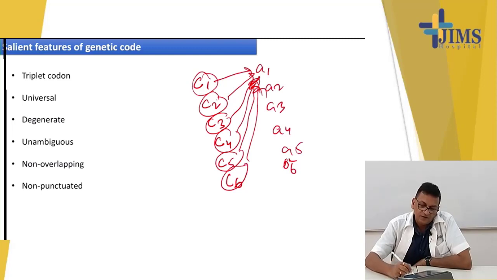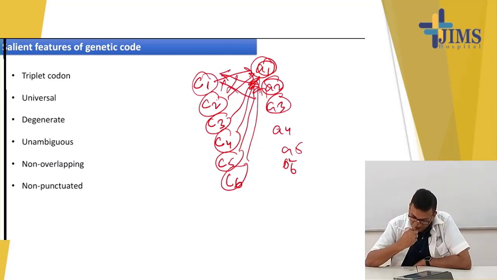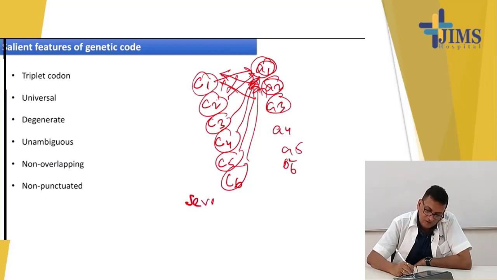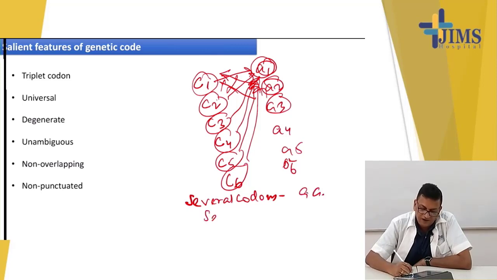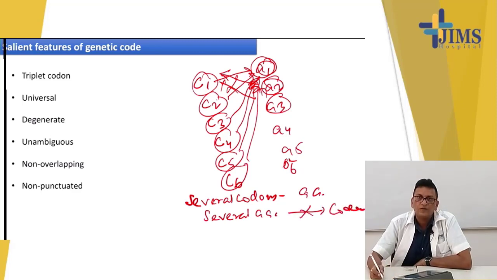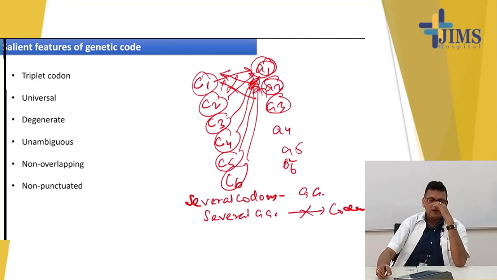But one amino acid or several amino acids will not be coded by one codon. Part is clear? So several codons will code for an amino acid, but several amino acids will not be coded by a single codon. Okay? That part you please make it clear.